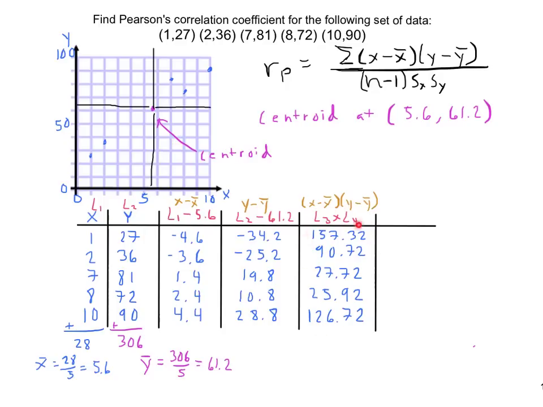Effectively, what this is counting, this 157.32, let's highlight that, is referring back to that point, and it's back 4.6, down 34.2. And that 157.32 is the area of that rectangle. And the 90.72, this one's going to overlap, this is the area of that rectangle. So I keep getting more and more areas of these rectangles. Now, if there were points in these quadrants, they would have negative areas that would cancel.